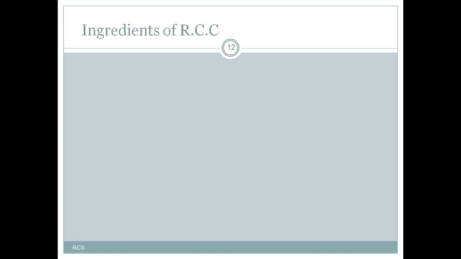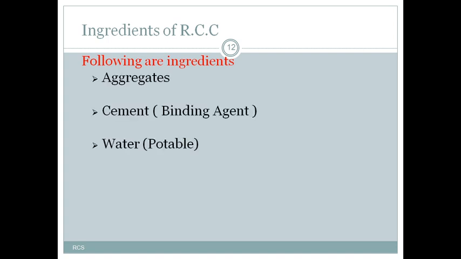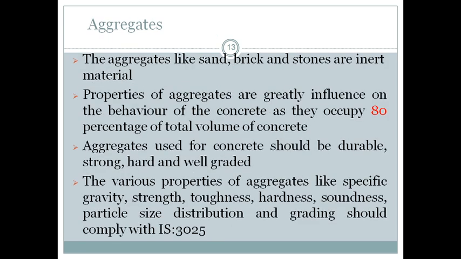Now we'll discuss the ingredients of RCC. The following are the ingredients: aggregate, cement, water, reinforcement, and finally admixture. Admixture is generally optional; if you require it, we can add it, otherwise we need not. Now we'll discuss the aggregates. The aggregates are sand, broken stones, bricks, or other inert material. Inert material means material that will not react with any other materials.